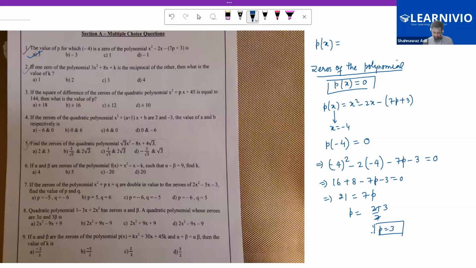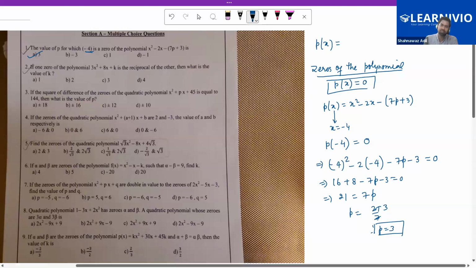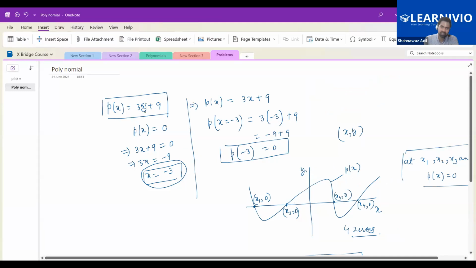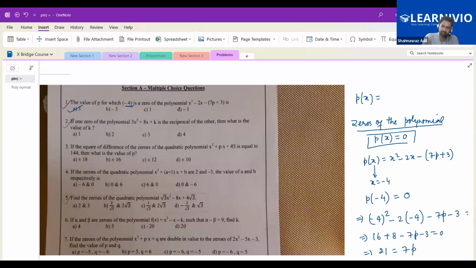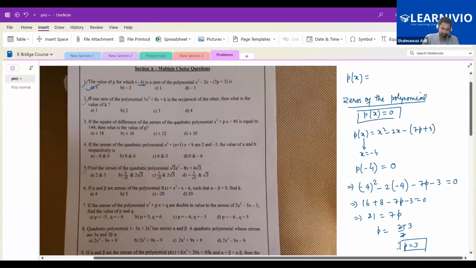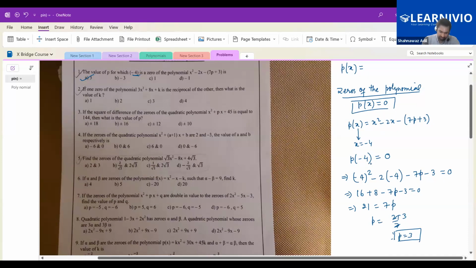So basically, if we want to find the zeros of the polynomial, then we have to equate the whole equation to 0. In this question, they have already given you that -4 is the zero. So if you put -4 in place of x, you will get 0. That is the example that we have just seen. If I put x equals to -3, then this p minus 3 becomes 0. So that is the definition of the zeros, right? At that value, p(x) becomes 0. Clear? Yes, sir. Okay, please note it down. Let's check this. Sir, I have noted. Oh, you have noted it down, right?